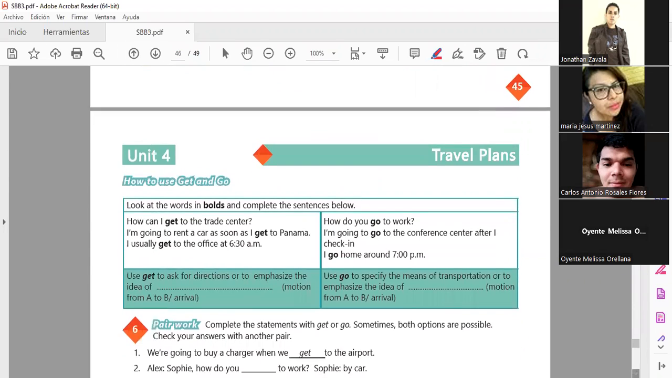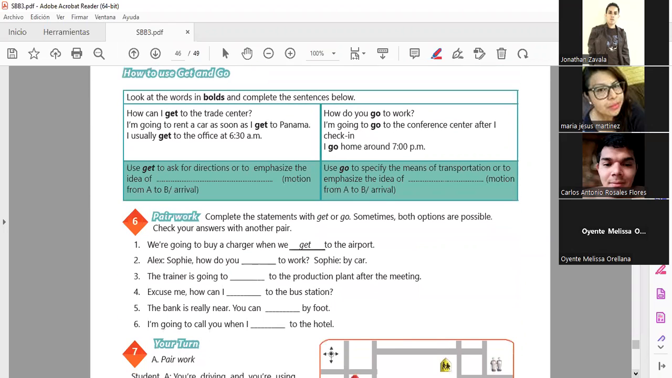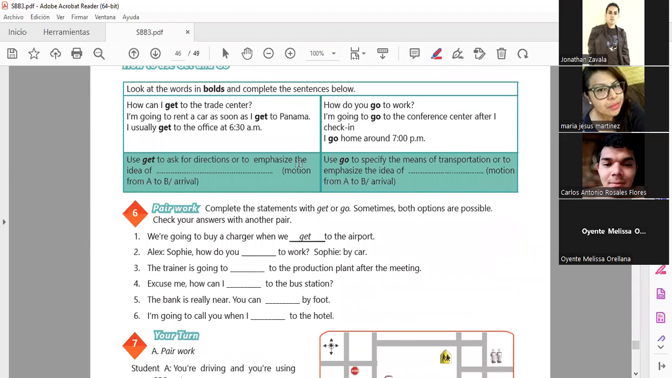Okay, very good. Y esto es lo que acabamos de hacer nosotros. How can I get to the trade center? I am going to rent a car as soon as I get to Panama. Llegar a Panama, llegar al trade center. I usually get to the office at 6:30. Usualmente llego a la oficina a las 6:30. How do you go to work? ¿Cómo vas al trabajo?